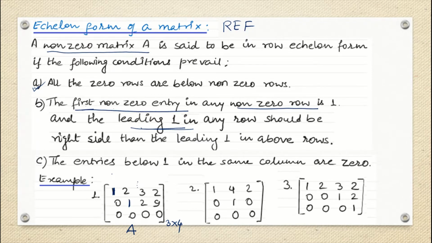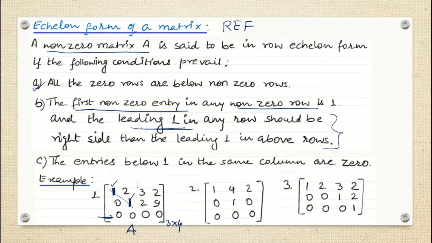So we don't have any number other than 0. Okay, so they are saying that the very first non-zero element is 1. And here also the very first non-zero element is 1, that is also okay. And then they are saying that the leading one in any row should be right side of the leading one in the above rows. So that means the one should be on the right hand side of the previous row. That means this one should be right side of this above one.